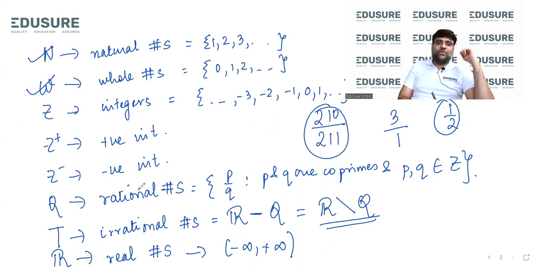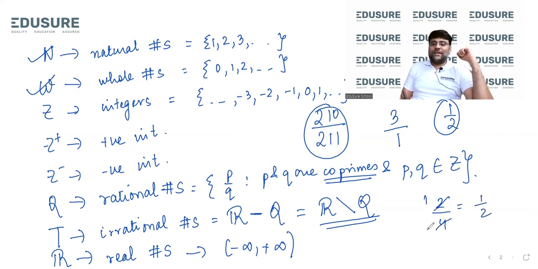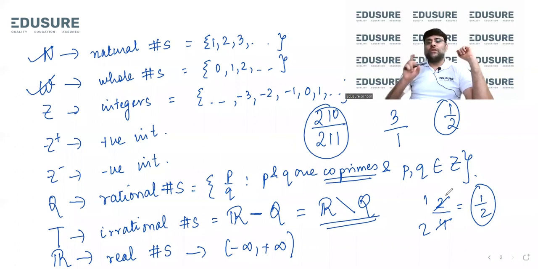Q is the set of all rational numbers, any number of the form p by q, where p and q are co-primes. Co-primes means it should not be cancelable. For example, 2 by 4 is not a rational number. The rational number is 1 by 2 because it cancels and gives me 1 by 2. So 1 by 2 is a rational number. 2 by 4 is not a rational number, right? So whenever I have a fraction, bring it down to the lowest form. The lowest form is part of the set of rational numbers.